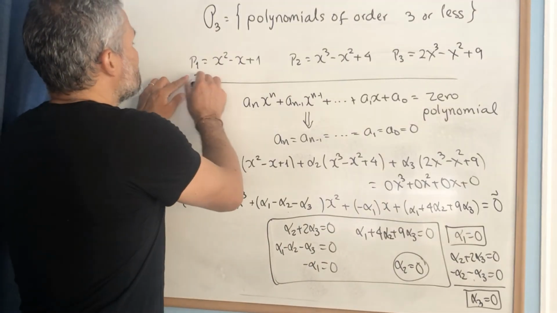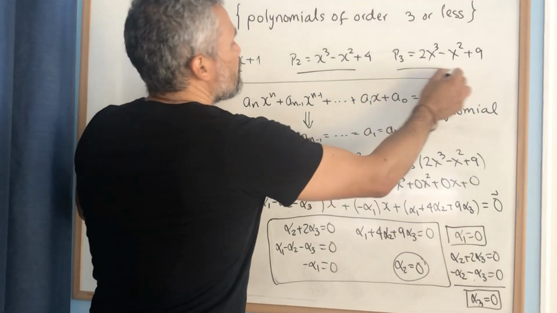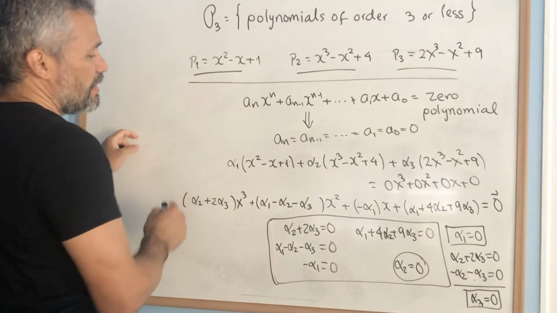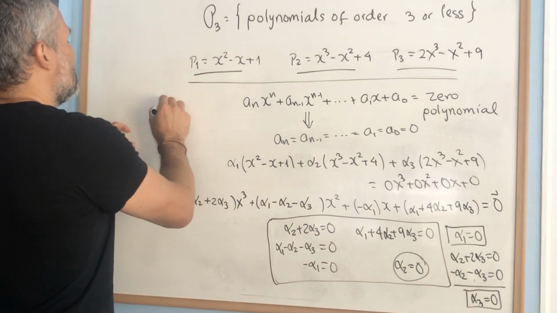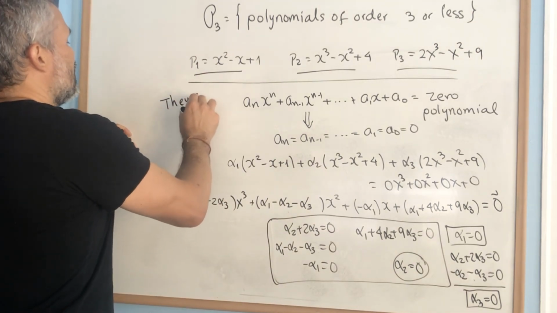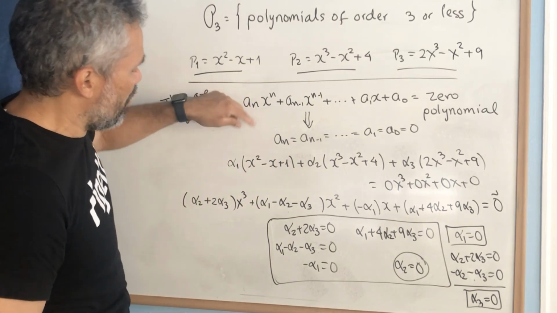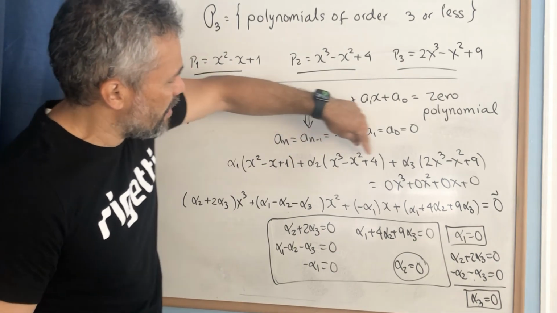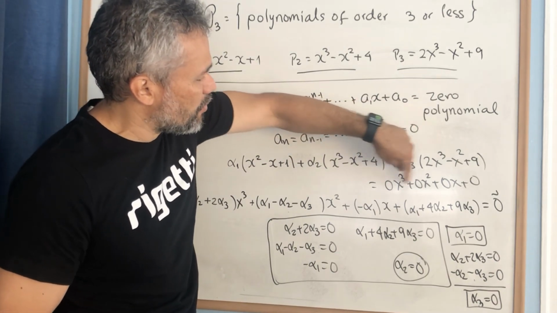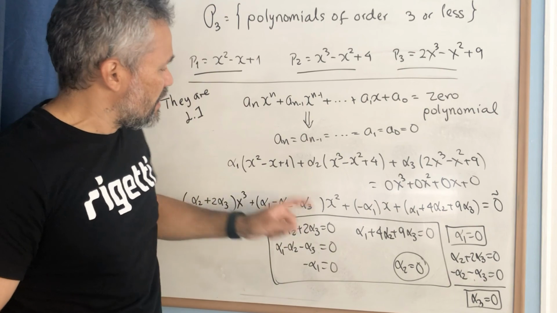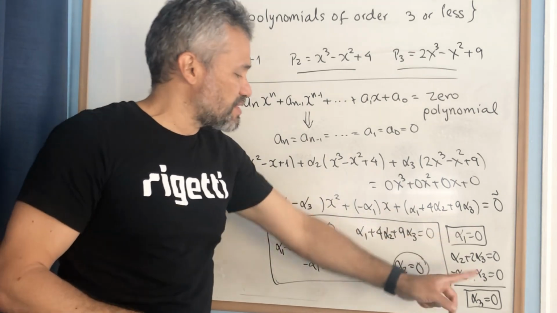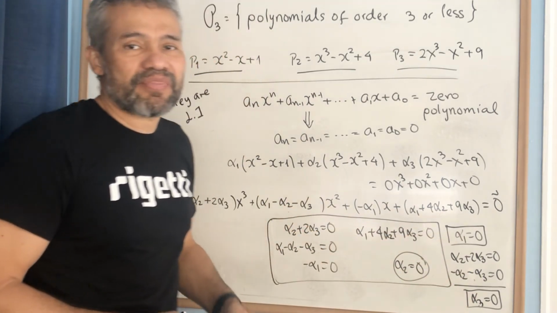Therefore, the polynomials p1, p2, and p3 are linearly independent, because the only linear combination that produces the zero vector is the trivial one, when alpha 1 equals 0, alpha 2 equals 0, and alpha 3 equals 0.